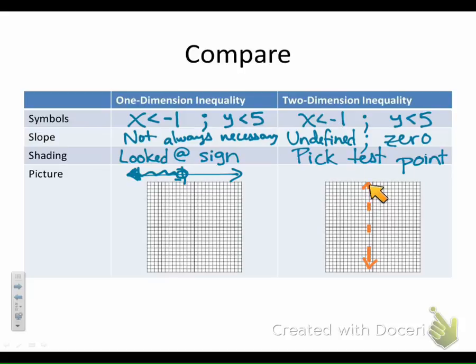So in two dimensions, we have a vertical line at -1, and then I have to pick a test point. If I pick 0, 0, is the x coordinate 0 less than -1? It's a no, so I'm not going to shade on the side that 0, 0 is on. I'm going to shade on the opposite side. So we can take something one-dimensional and turn it into two.